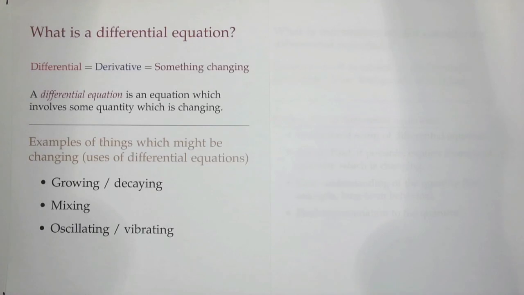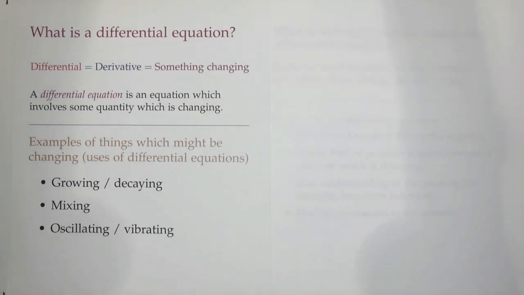So if you think about it, one thing you could say is, oh, a differential equation is some equation involving a derivative, which is perfectly fine. But what's a derivative? A derivative just means something's changing. If you think about the word differential, it looks like the word difference. So there's change involved. So really when we talk about a differential equation, it's an equation which involves some quantity which is changing. Great, wonderful.